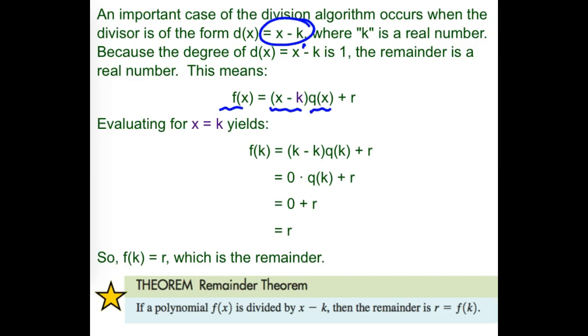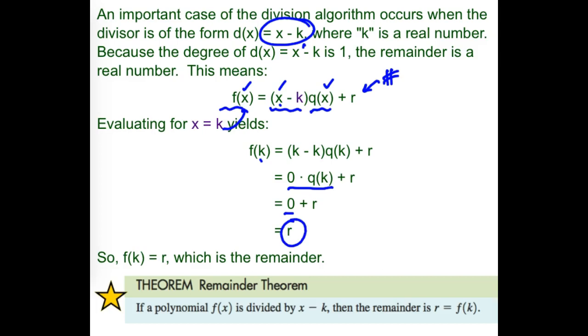We get our quotient, and then we have a remainder that would just be a plain real number. If we were to evaluate this expression for k, in other words, we're going to put k in for all of our x's, we end up with k minus k and q of k and our remainder. So we've just changed all of our x's here to k. Well, k minus k is 0, and 0 times anything is going to be 0. So what we have left here is just a plain r.